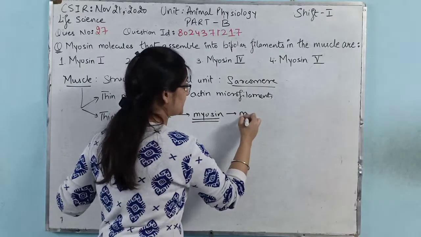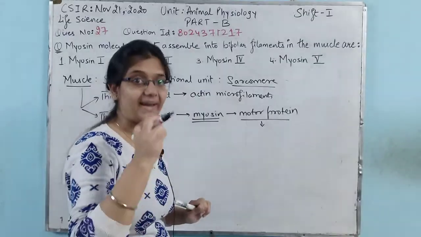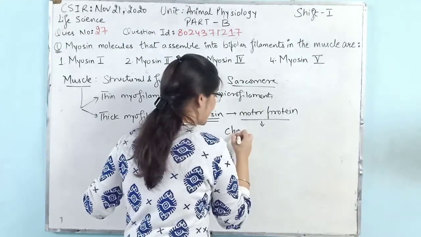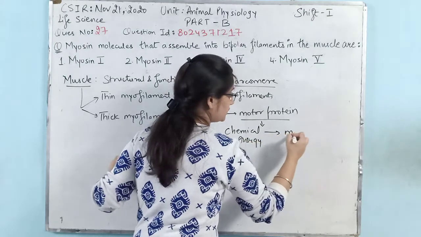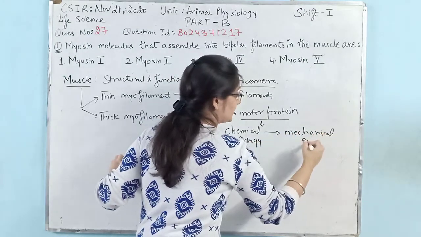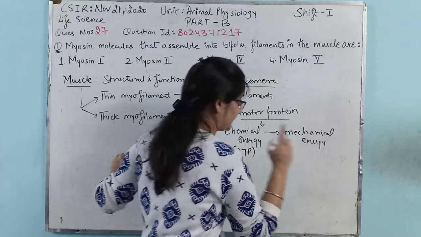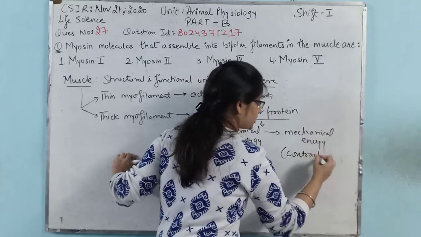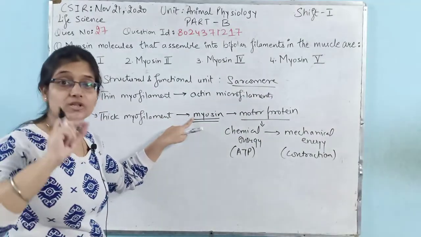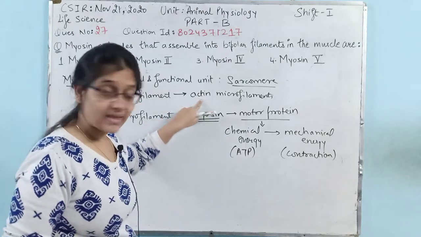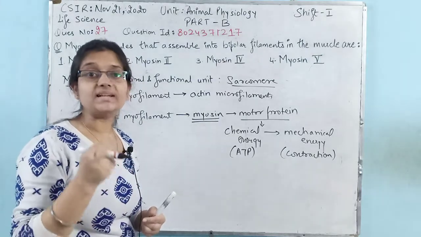Myosin protein is basically a motor protein which, by utilizing energy from ATP, converts chemical energy to mechanical energy, which in the case of muscles is ATP being converted to contraction. To assist this, the myosin protein forms cross bridges with the actin microfilaments, and there it assists the movement, the process which we term muscle contraction.